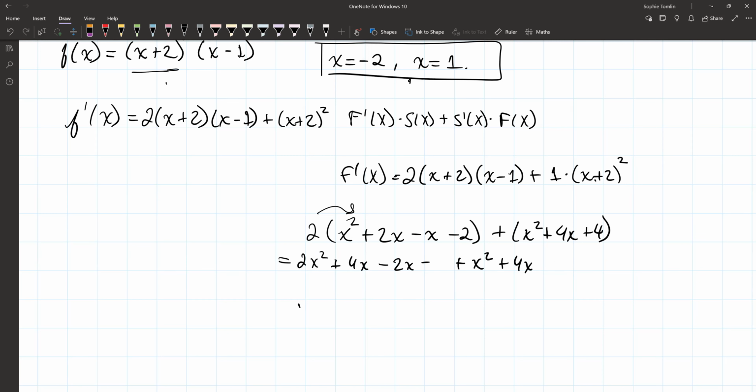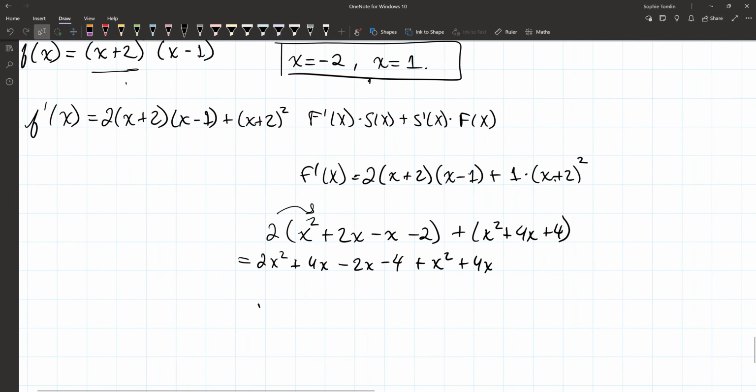Yes, you're absolutely right. Thank you. The 2 distributed to here would be a minus 4. And then we have a plus 4 here. And then so we group our like terms. We get 3x squared. Then 2x plus 4x is going to be 6x. And then we have a minus 4 and we have a plus 4. So that's just 0.